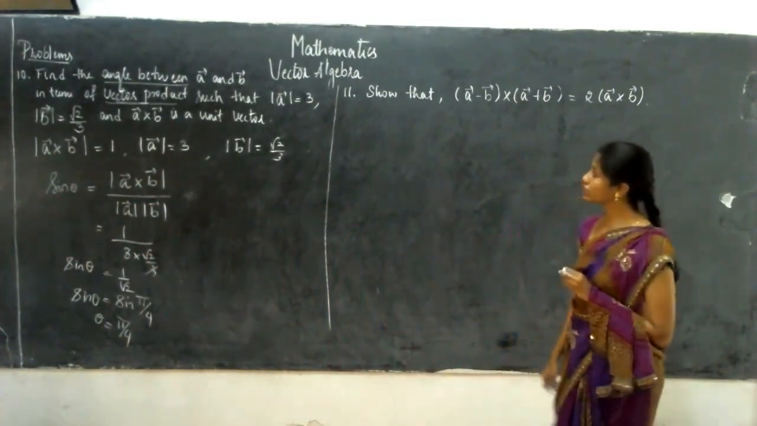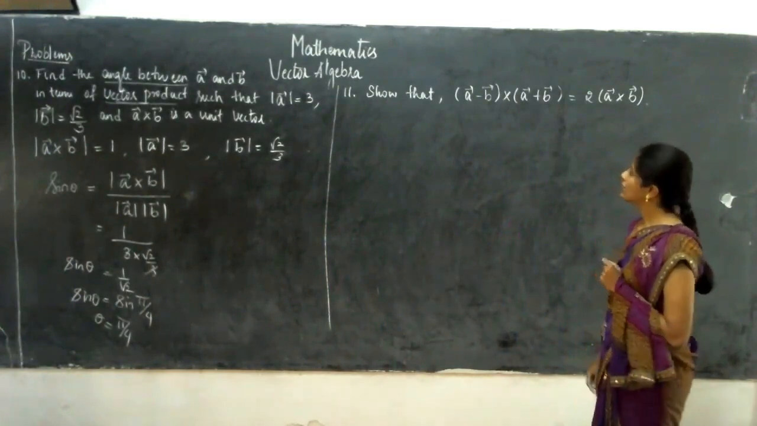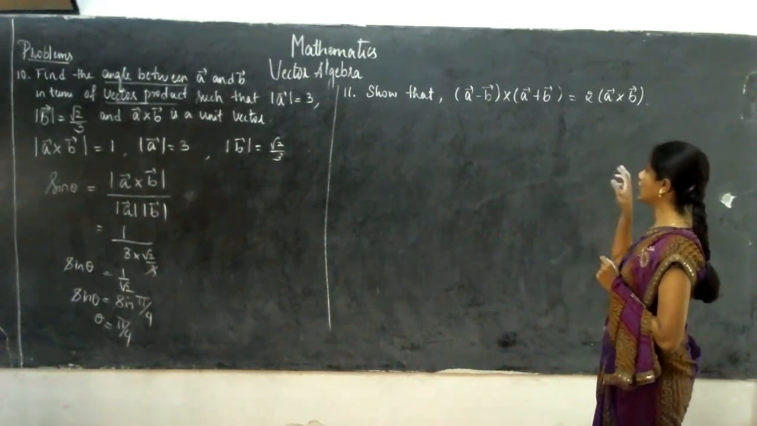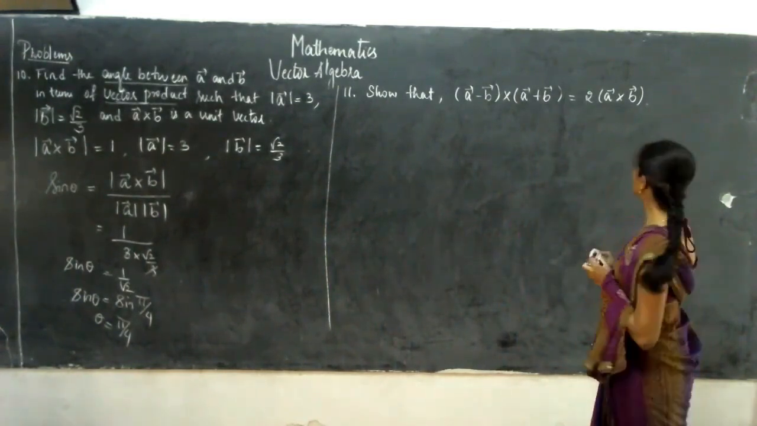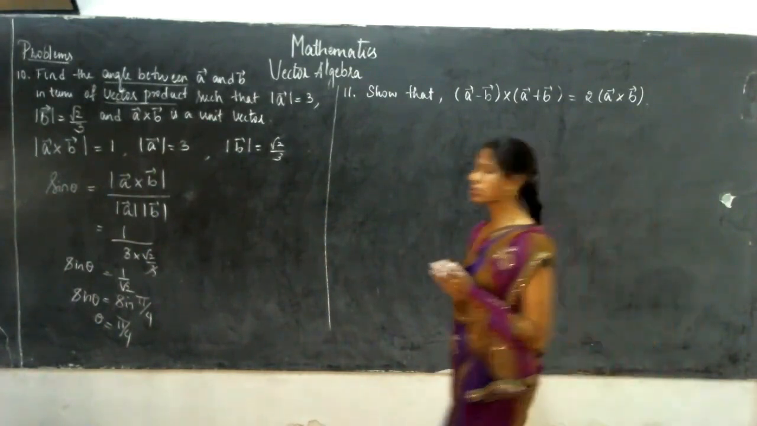Next, they have asked us to show that vector A minus vector B cross vector A plus vector B is equal to 2 times vector A cross vector B.